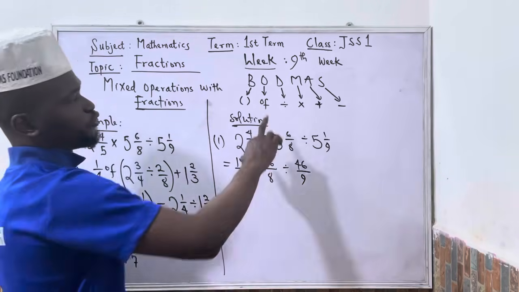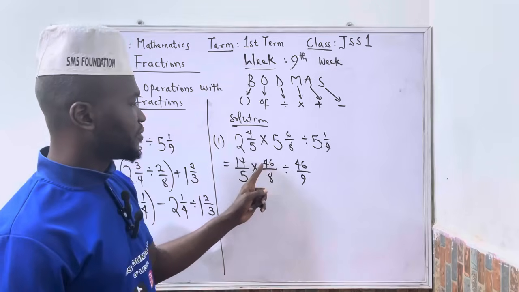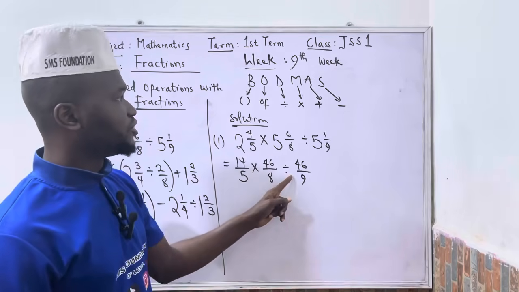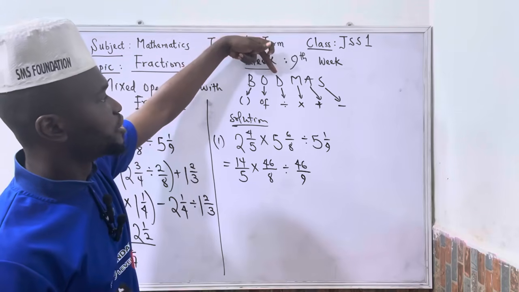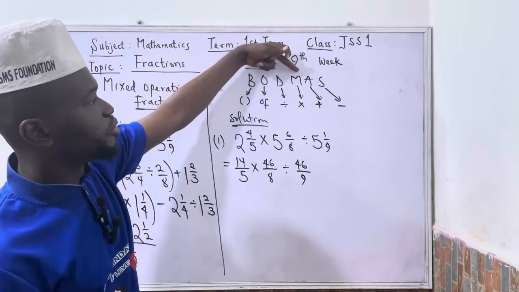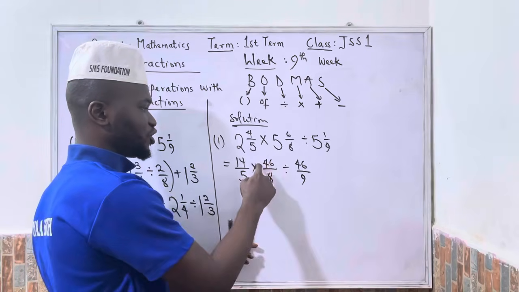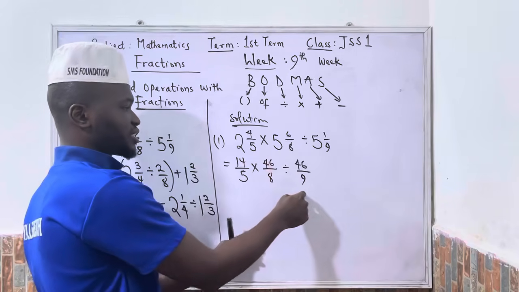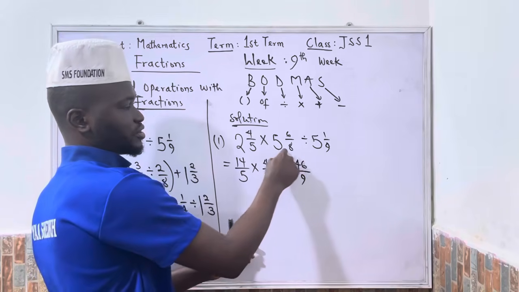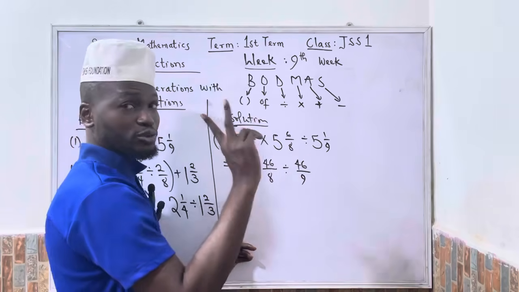Now, if you follow the rule, we have multiplication and we have division. So check which one is coming first between division and multiplication. Division comes first before multiplication. So that means we are going to do this part with division before the multiplication part. So the division combines this and this. So you have to do that one first.